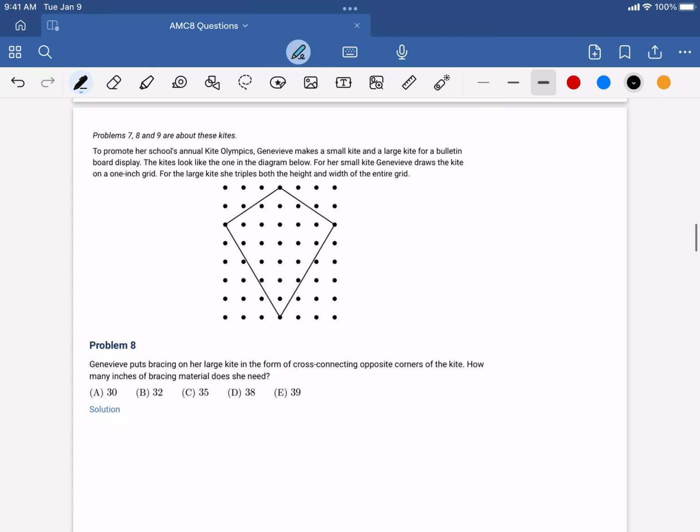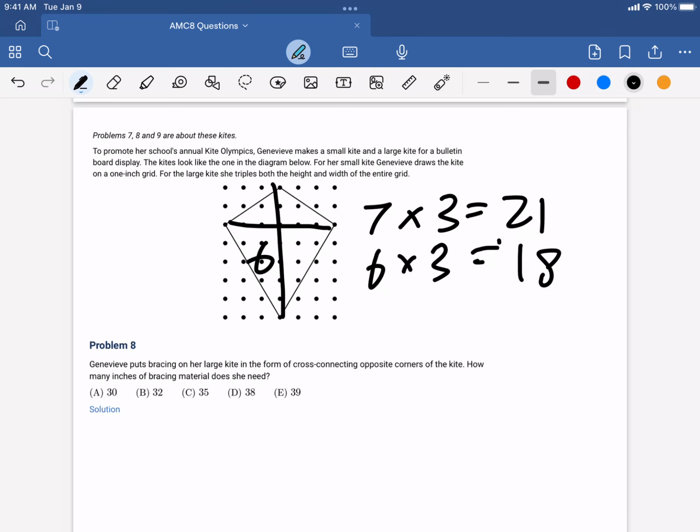So moving on to problem 8, the same problem on the top. Genevieve puts bracing on her large kite in the form of cross-connecting opposite corners of the kite. How many inches of bracing material does she need? So opposite corners would basically mean something like this. And since we found out the height was 7 and this was 3, so 3 times 2 is 6. So it's going 6 across and 7 top. But it says this is for a large kite, and since the boxes are tripled, we have to multiply each of these by 3. So 7 times 3, 21. 6 times 3, 18. Add these together, we get 39. So our answer is E, 39.